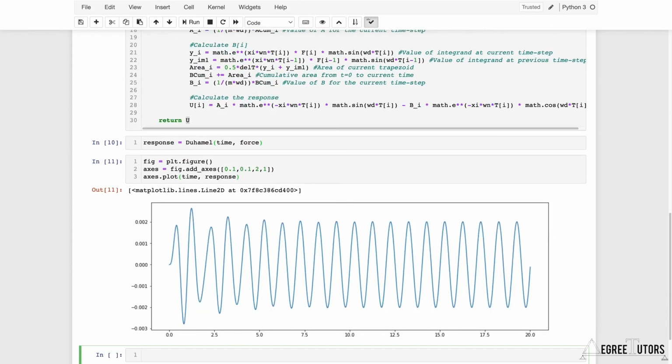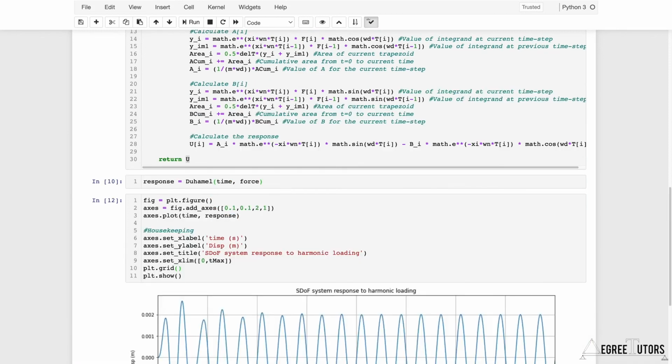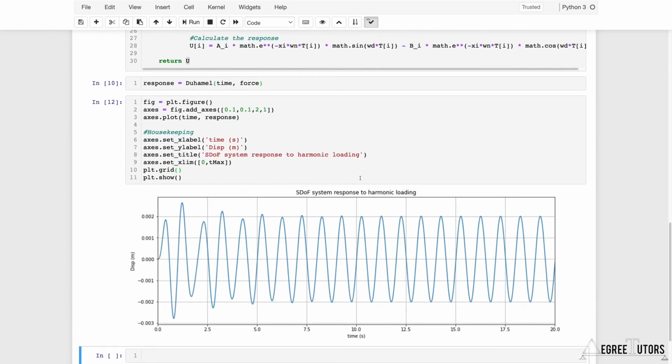Let's tidy it up a little bit. It looks right, but let's tidy it up. Usual housekeeping. You've seen me write this code, so I'm just going to paste it in. Adding an x-axis label, y label, title, setting my limits to 0 and t max. Okay, excellent. So there we have it. So that's the response of our system.